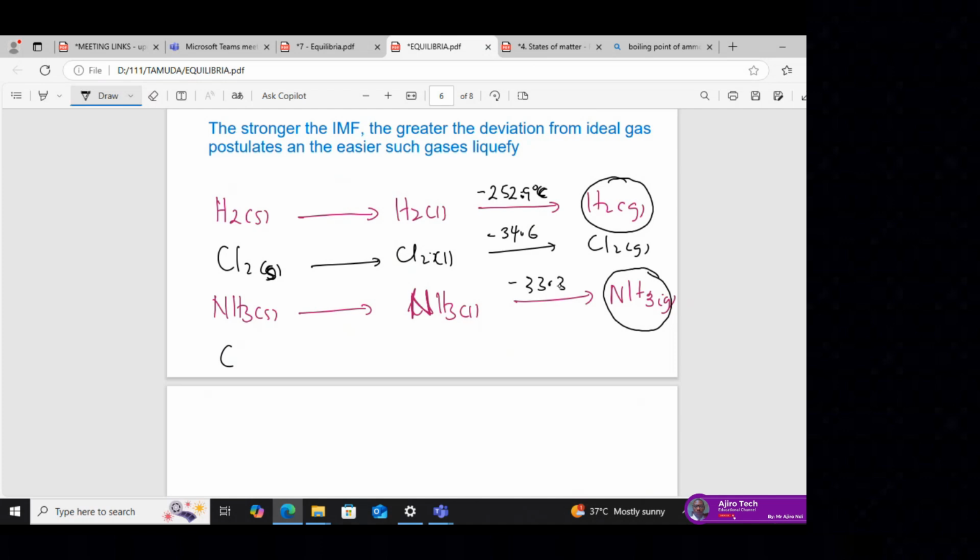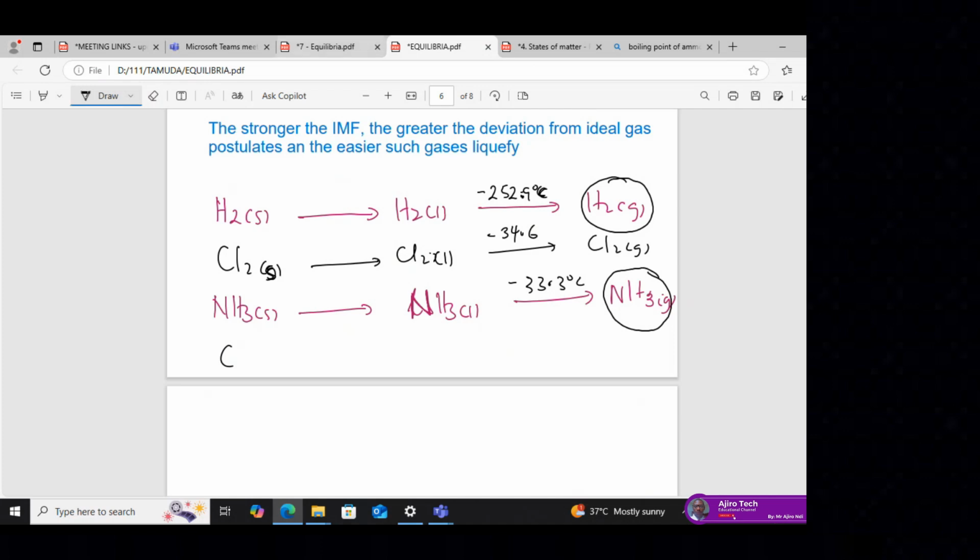Can you see now? So who turns to liquid first of all of them? Ammonia, later chlorine, much later hydrogen. Do you get? Why is that so? Because ammonia is the one that deviates most from kinetic theory. It has the strongest intermolecular forces. Is that okay?